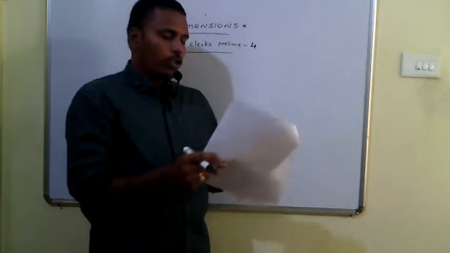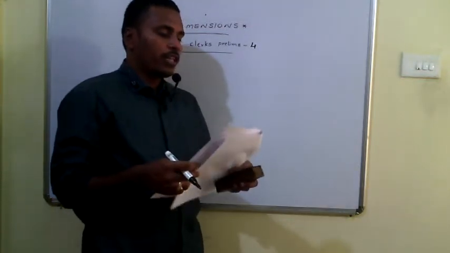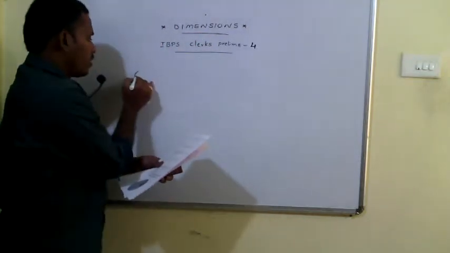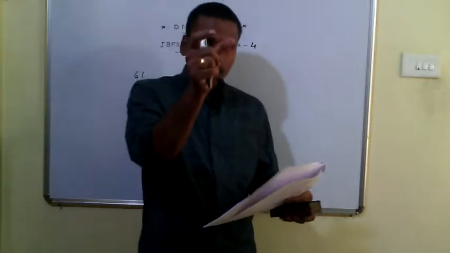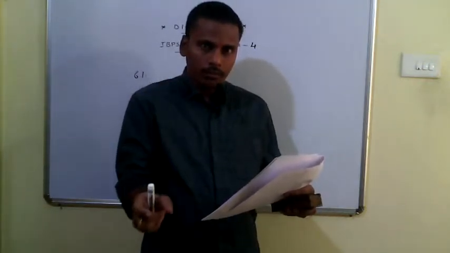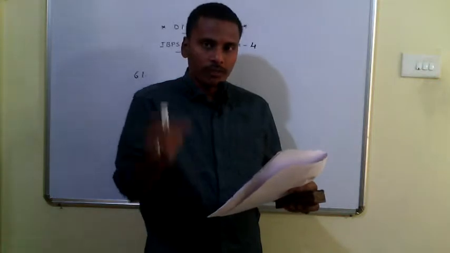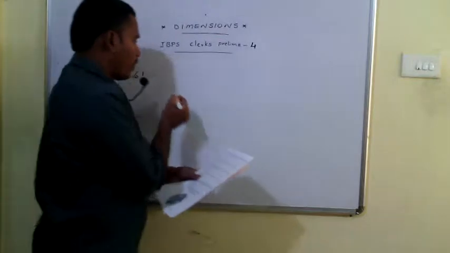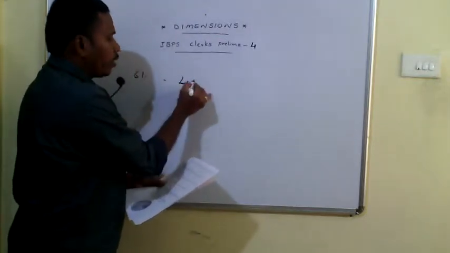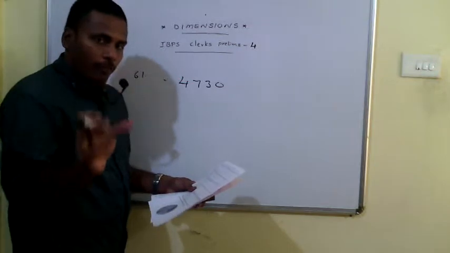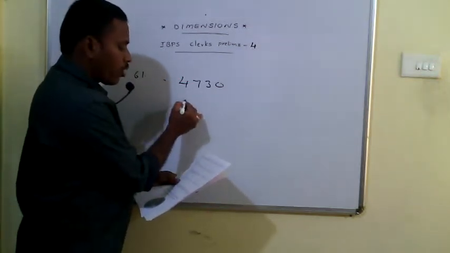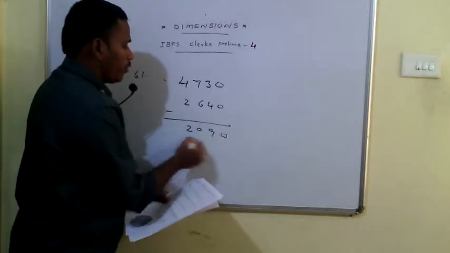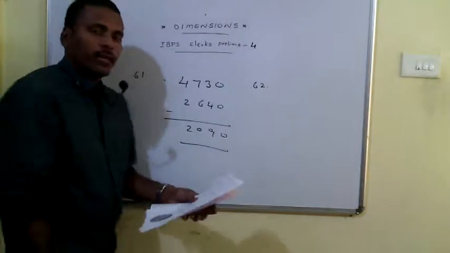What is the difference between the total students appeared and total students passed from school A in all the 6 years together. See, for school A, in all the 6 years, the first column is indicating the number of appeared students, and the second column is indicating the number of passed students. If you add all the values in the first column, the number of appeared students of A will be 4730. And the number of passed students from all the years from A, if you add the second column, will be 2640. This difference value is the answer, which is 2090. That was 61. Then coming to 62.